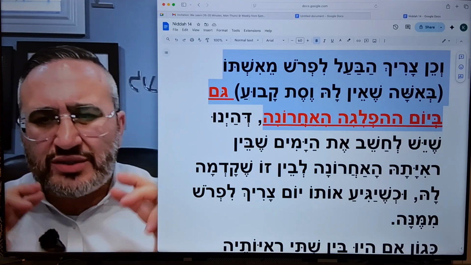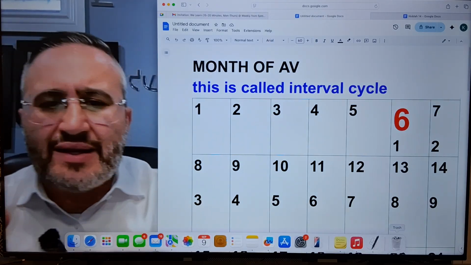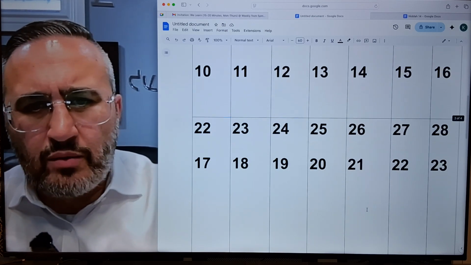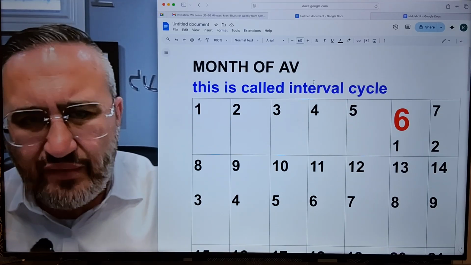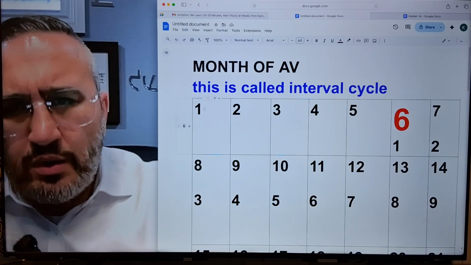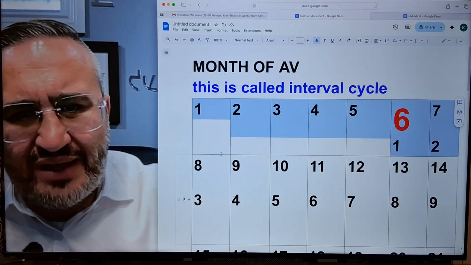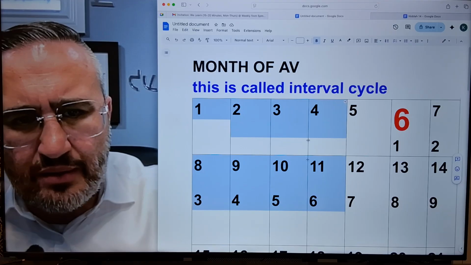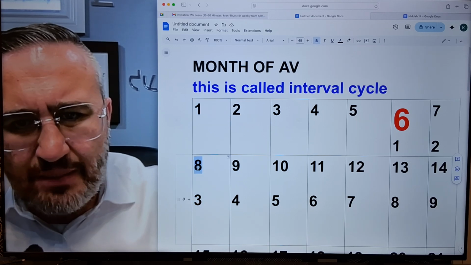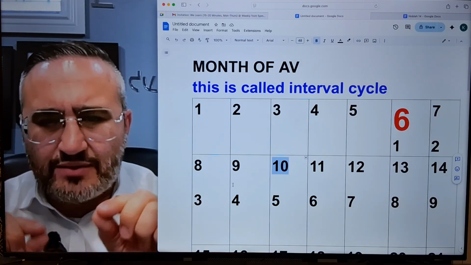Before we continue, I want to show you so you can see what's going on over here. This again is a makeshift calendar. I revised it, I redid it. You have the month of Av, and then you have the month of Elul. These numbers right over here on top, 1, 2, 3, 4, 5, 6, 7, 8, 9, 10, not the bottom number, these numbers on top, are all the calendar dates.